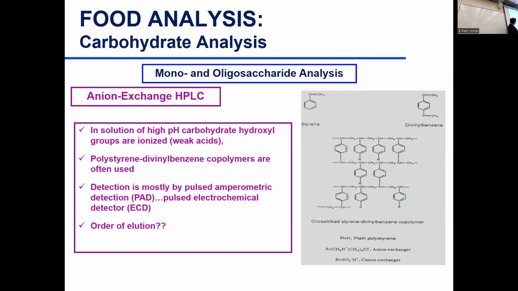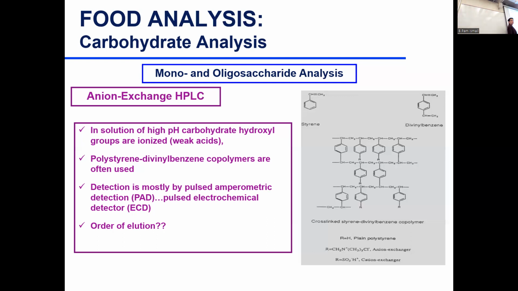What would be the order of elution in this case? Don't look ahead, just think about it. If you have negatively charged groups, the hydroxyl groups become negatively charged, what would be the order of elution? Would you have monosaccharides first come out, or disaccharides, or bigger? What will elute first? Think about it, Kevin.